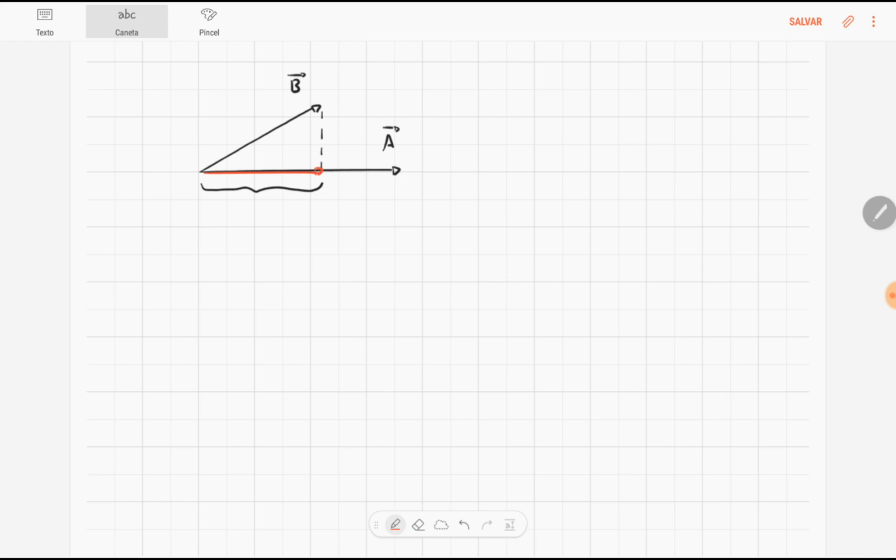This vector is denoted by orthogonal projection of vector B onto vector A. Now let's learn how to determine this new vector, that is the orthogonal projection.